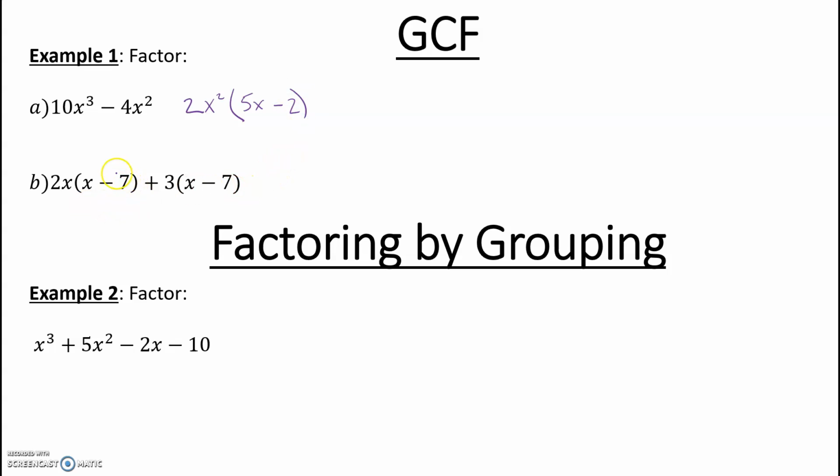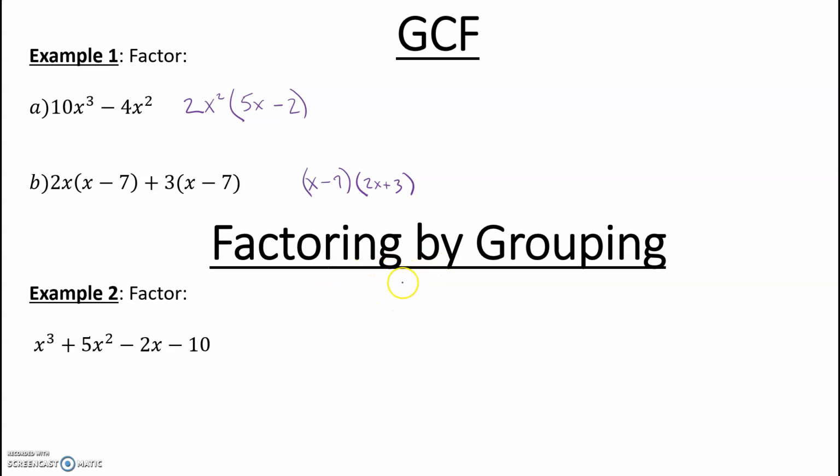On the next one, this one's a little bit weird, but you see how they're both divisible by x minus 7, so you can actually factor that out. When you factor out an x minus 7, you're left with 2x plus. And again, when you factor out an x minus 7, you're left with 3. So it's a little bit weird, but that's how you're doing that one.